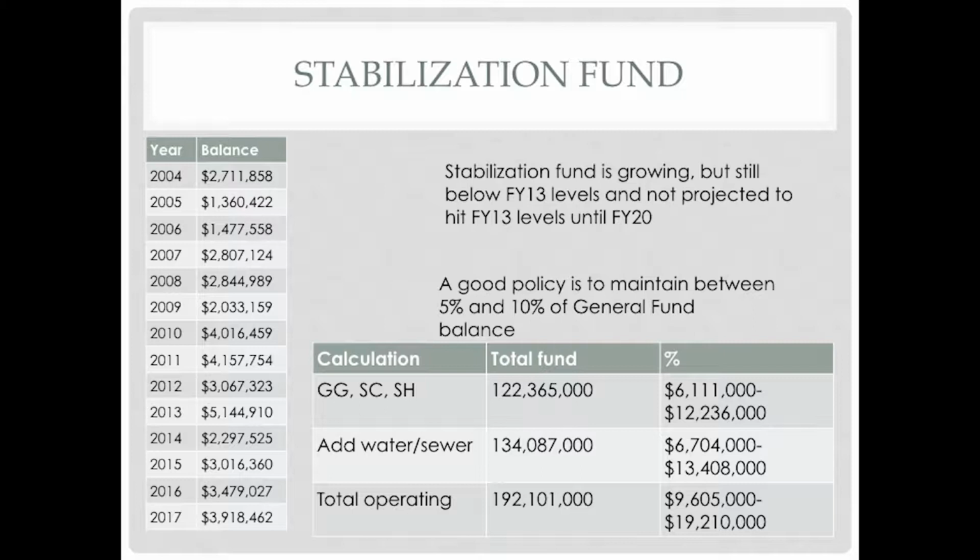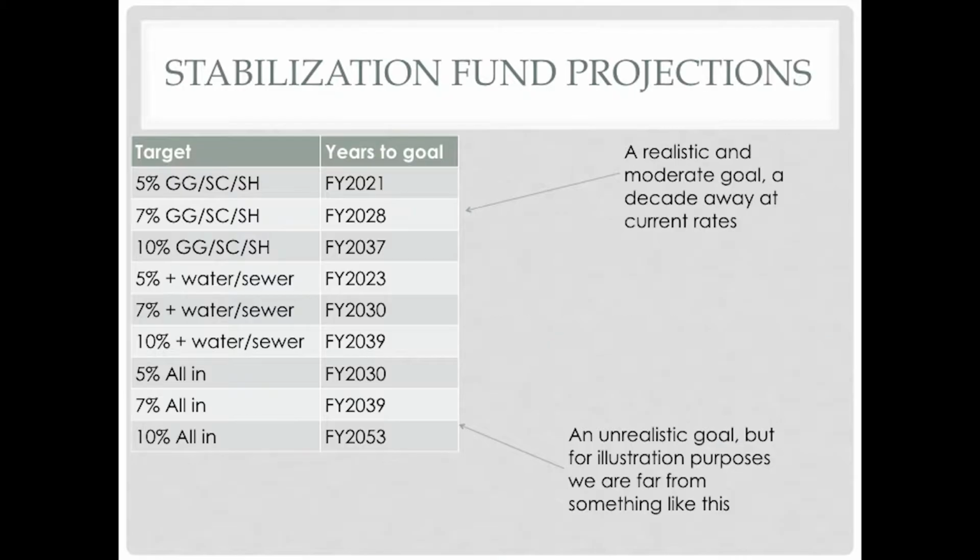In a perfect world, everyone would say, well, just do 10% of the whole thing all in and the town will have plenty of money in the bank. I agree. I'd love to be sitting on $19 million in the bank. The problem is if we did 10% of our total operating budget, and some of these numbers are last year, between 5 and 10% will be $9 to $19 million. That's great. Where do we get the money from? We wouldn't have that amount in the bank at the current rate that we're contributing until fiscal 53.